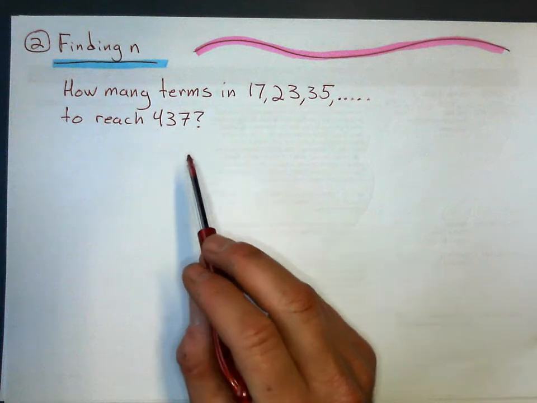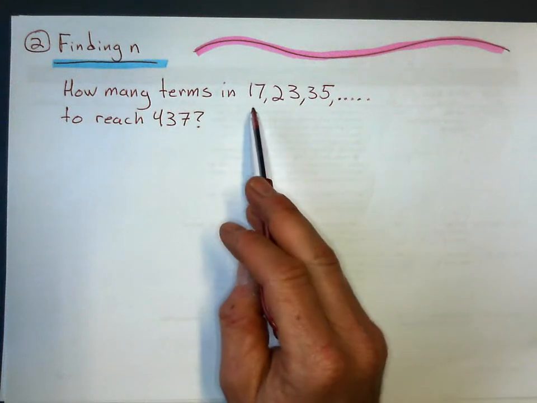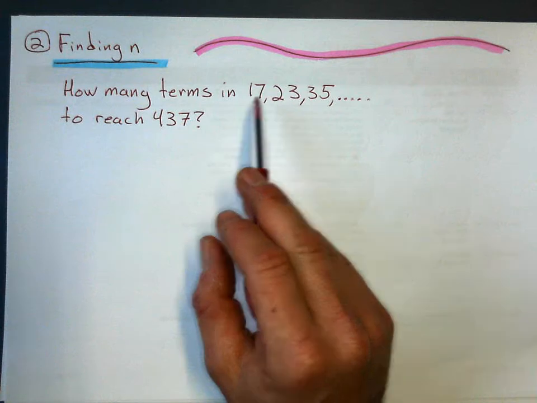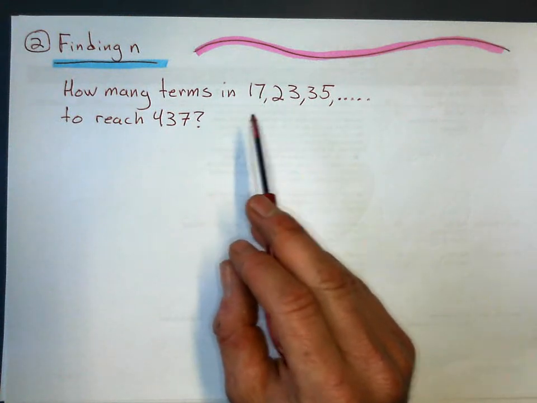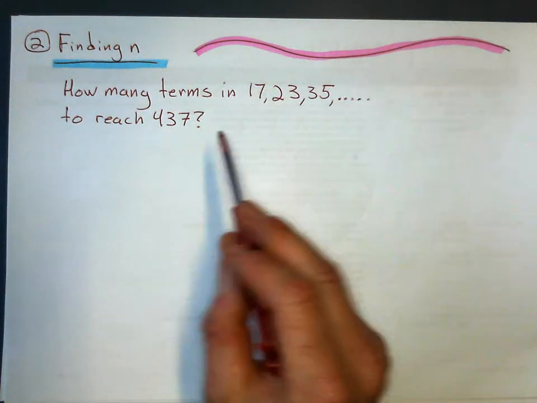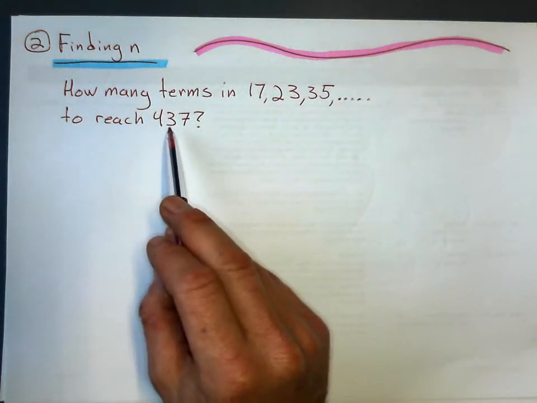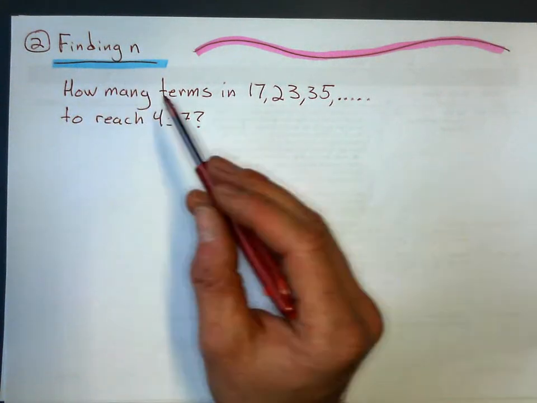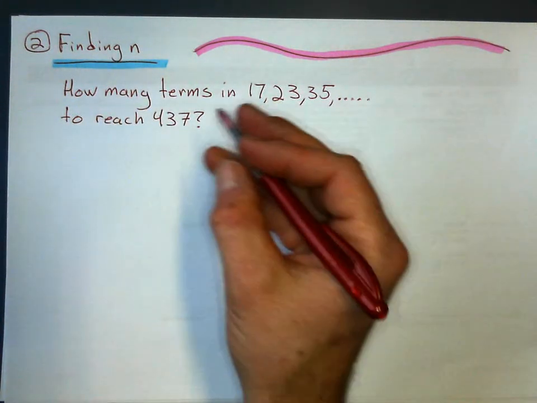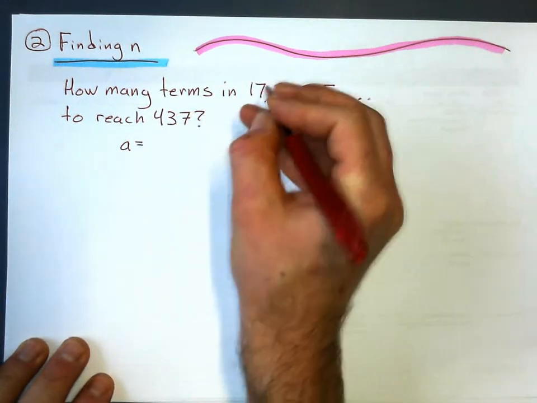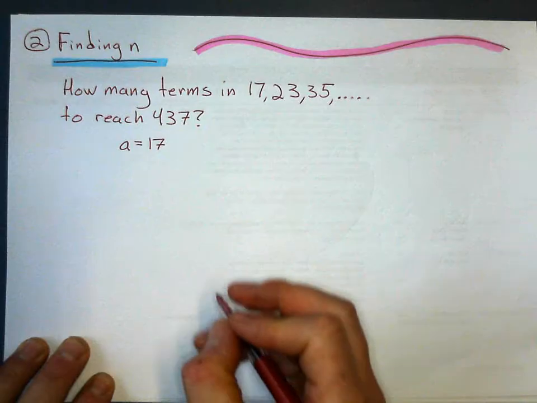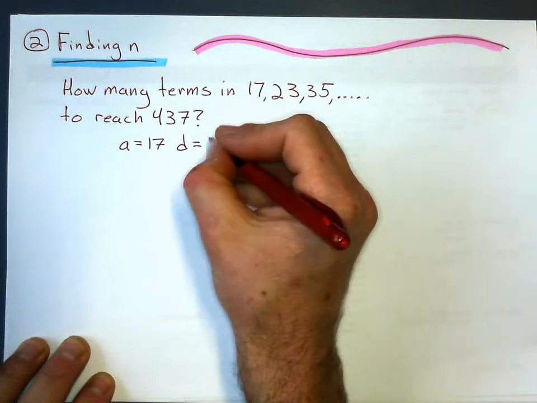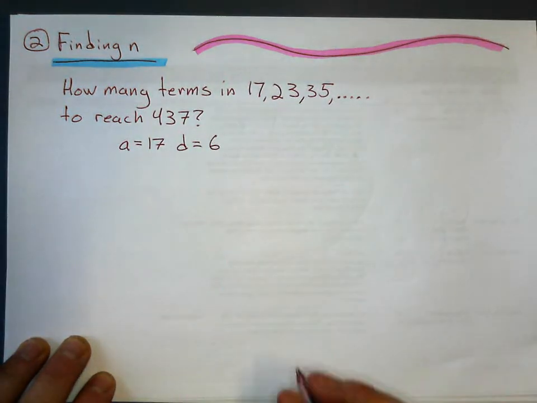Okay, so in this last one, I'm not asking to find the value of the nth term. I'm saying, how many terms will it take to get to 437 in this sequence? Not what is the value of that term. The value is 437, but which term is this? And which term it is, is n. All right, well, let's just start with what we know. My first term, 17. Common difference, 23 minus 17 is 6.